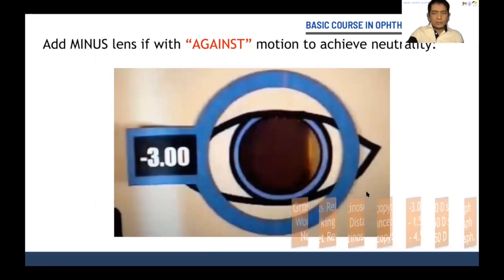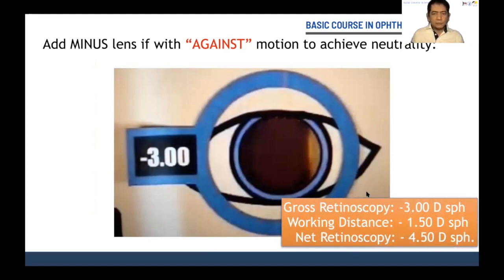So in this case, your gross retinoscopy is minus 3 diopter sphere. You subtract your working distance of minus 1.5 diopter sphere. You will now have your net retinoscopy of minus 4.50 diopter sphere. Again, you add algebraically.